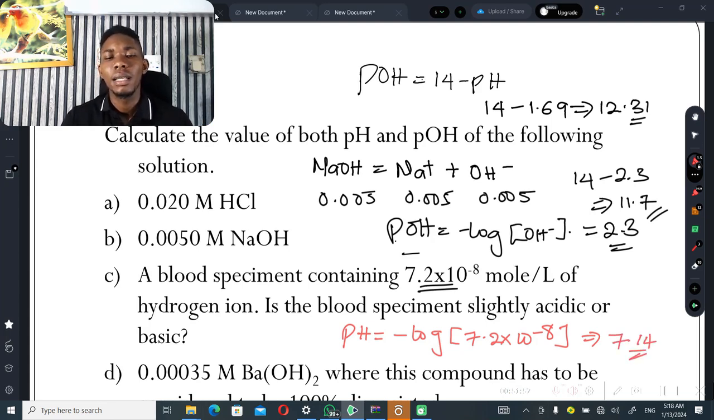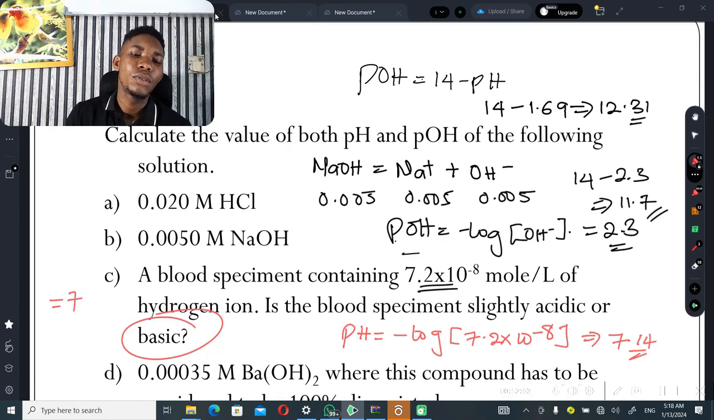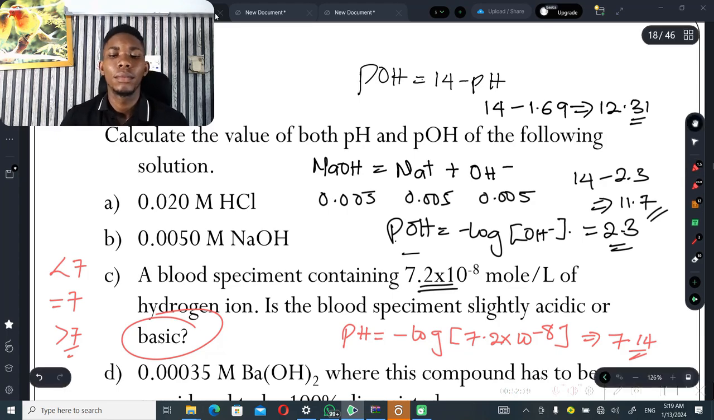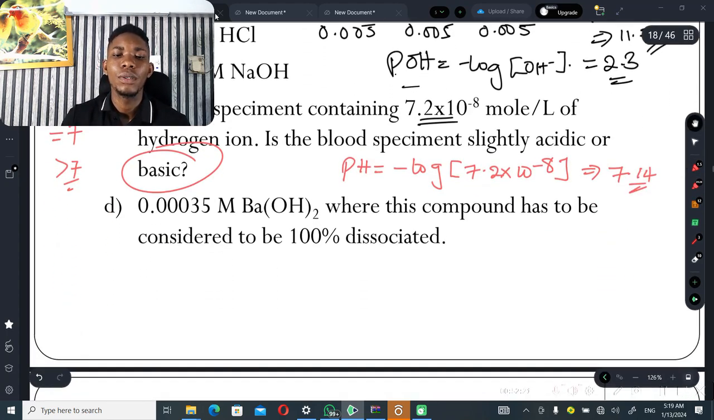So we can say that the blood specimen is slightly basic, because we said exactly 7 is neutral, less than 7 is acidic, greater than 7 is what? Basic. So it is slightly basic. Blood samples are usually slightly basic as compared to what? Acidic. Alright, good. So that is that for that question.